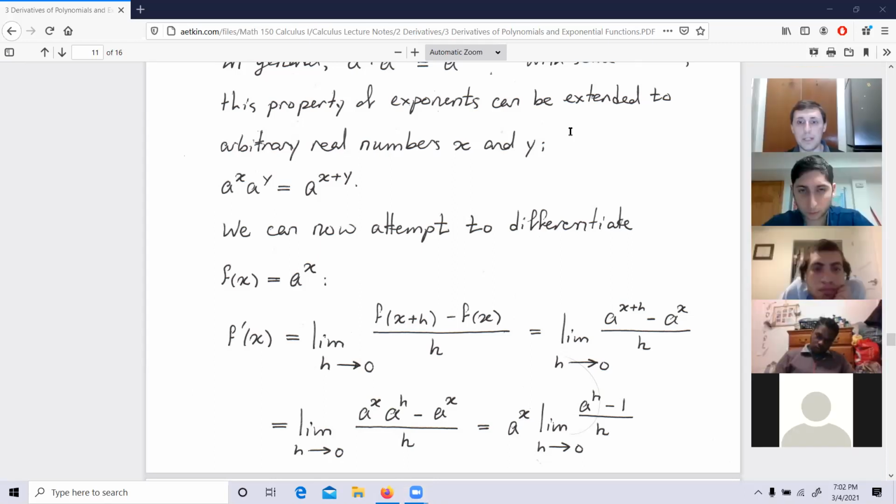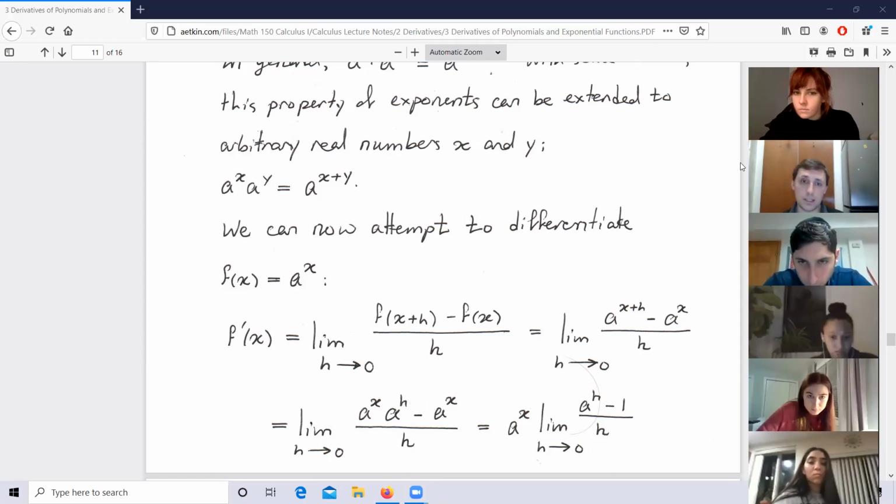You see, I just did algebra. Here, it's all algebra. I factored out a to the x, and I have this limit. I'm going to ask this: what is that limit? And I'm not asking you to solve. Don't give me a number. I'm asking you, what is it?